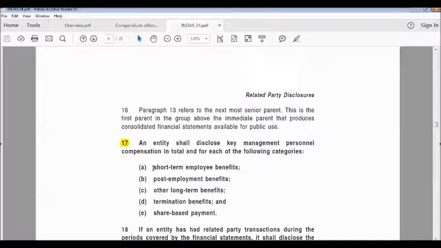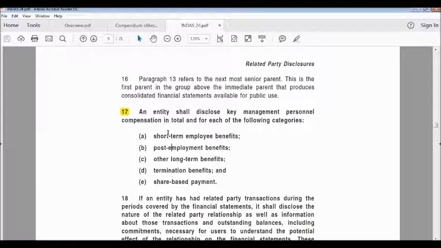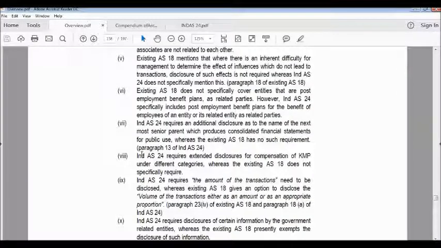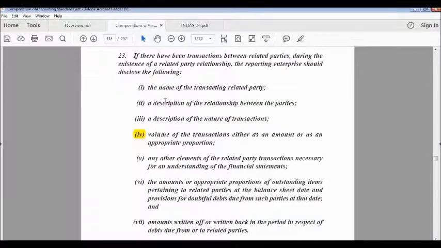So this is the extensive disclosure requirement for the key management personnel, but no such requirement was there earlier under the existing accounting standard 18. And then the next one: Ind AS 24 requires the amount of the transaction to be disclosed, whereas the existing accounting standard 18 gives an option to disclose the volume of the transaction either as an amount or as an appropriate proportion.